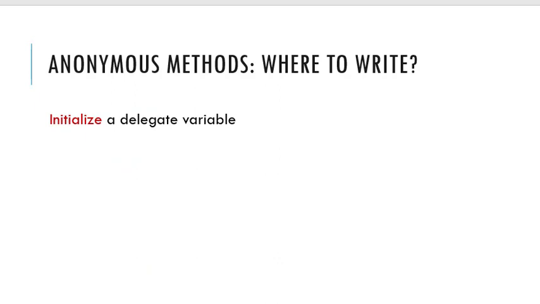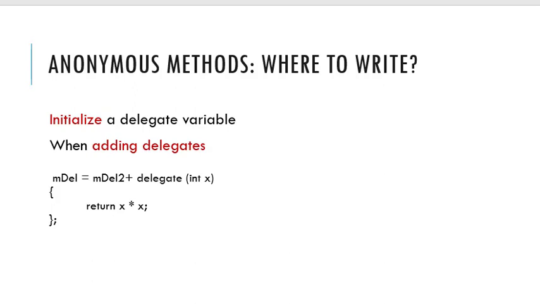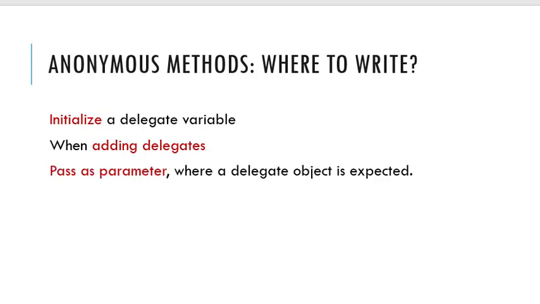So where can an anonymous method be defined? We can write it as the initializer expression of a delegate variable like we did in the previous example. We can add an anonymous method to another delegate and assign it to a delegate variable. We can also pass an anonymous method as a parameter in place of a delegate object. We can also write an anonymous method to assign it to an event.